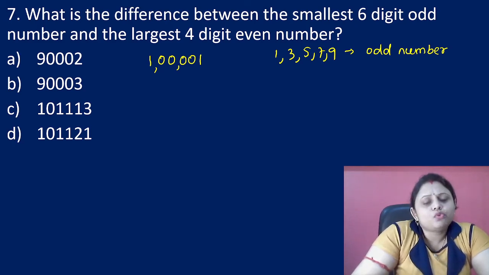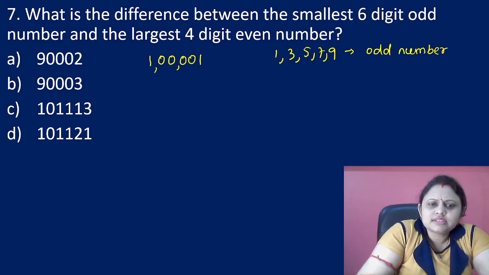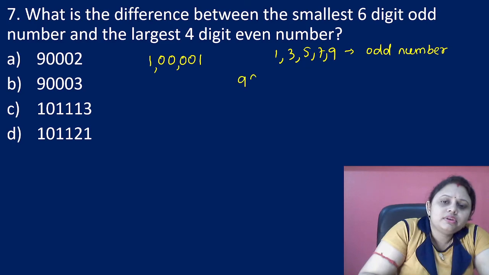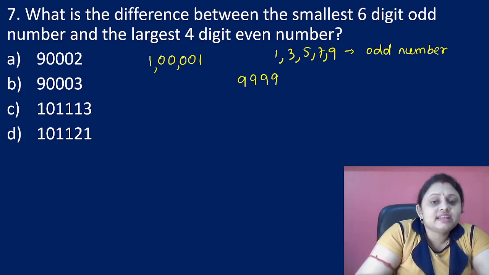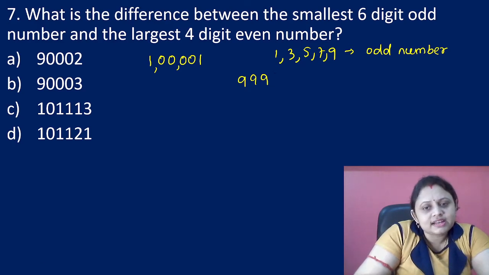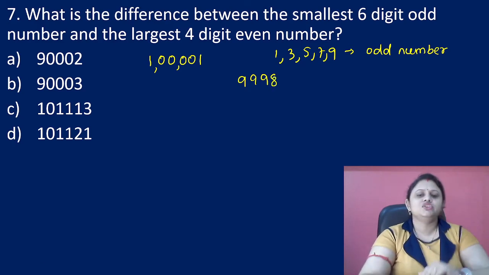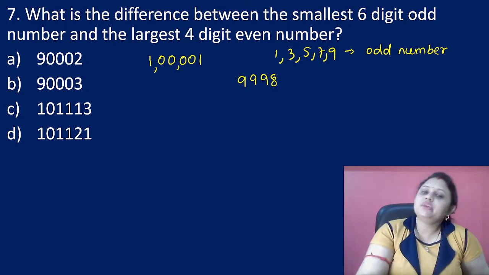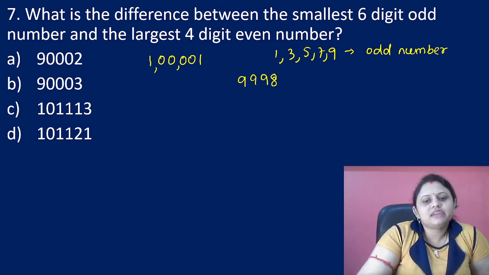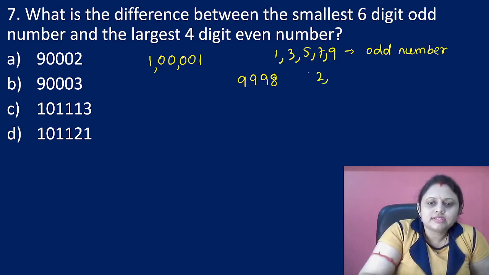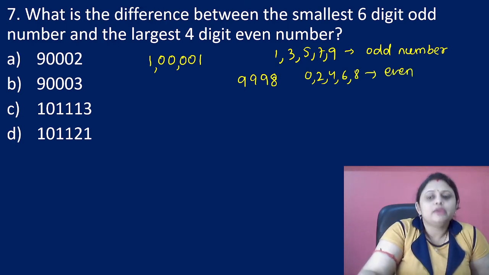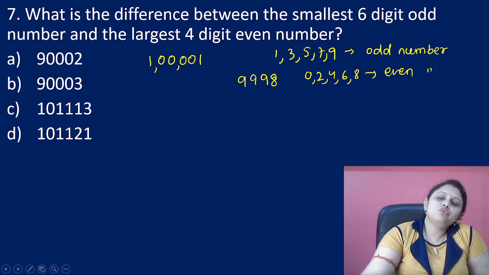The largest 4-digit even number. What is the largest 4-digit number? Our largest 4-digit number is 9999. It is the largest 4-digit number, but we don't need it. We need the largest 4-digit even number, that is 9998. Because if 9 is written here, then it will be an odd number, not an even number. 0, 2, 4, 6, 8. If these numbers are present in the ones place, then the number will be an even number.